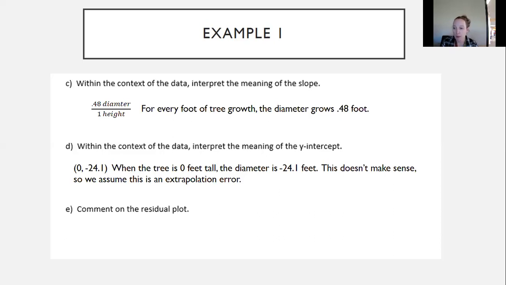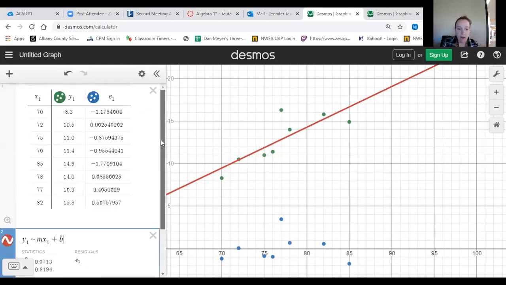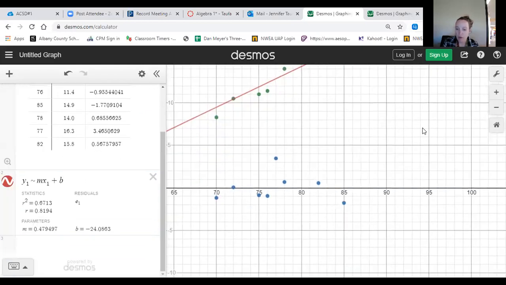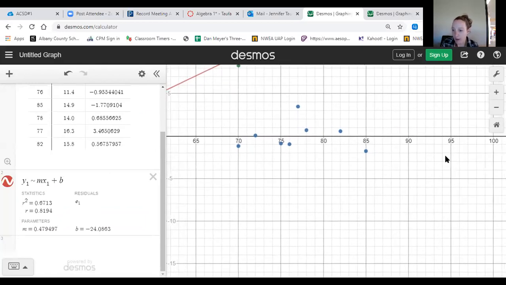Now the residual plot. Okay, we're going to go back to Desmos. Click back here on Desmos, and then where it says E1 in the bottom left, click on E1, and you will get this. Those are all of the residuals, and the residuals just tell us how far away our model or our line is from the actual data.